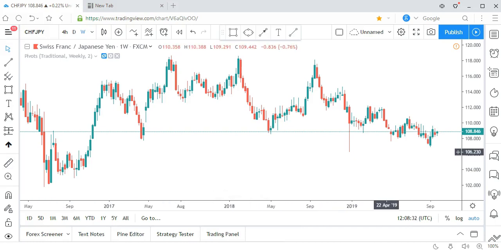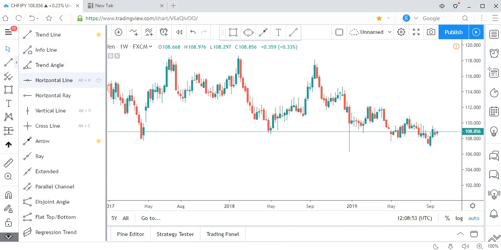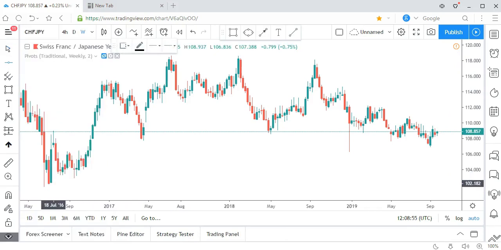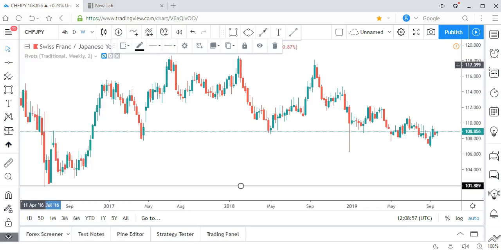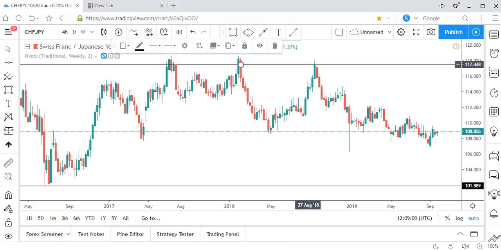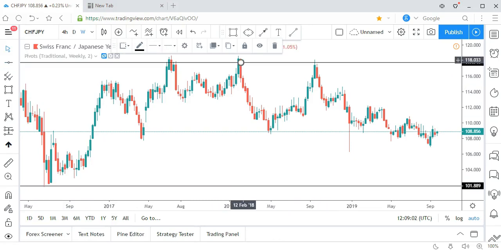Remember, the foundation of our trading strategy is price action. So we are trading based on what price has done in the past and in recent time. So this analysis is from July 2016 till date, which is September 2019. So first you need to identify your key levels, your key turning points here. So I mark this point, that is the extreme high. So always accommodate the extreme highs and lows.